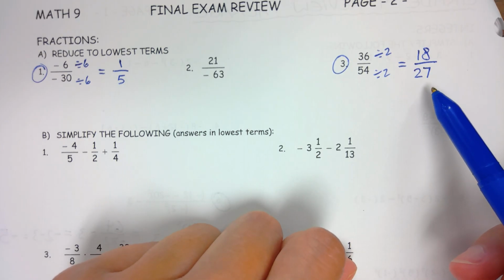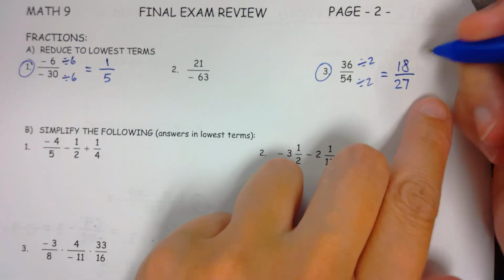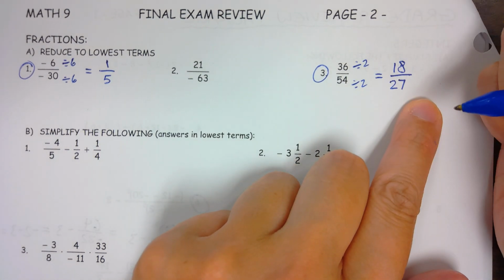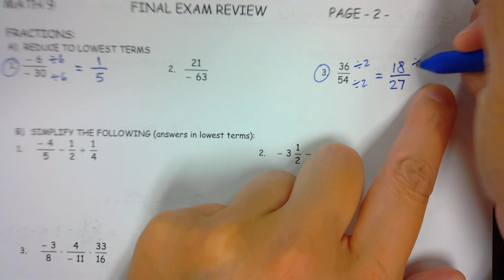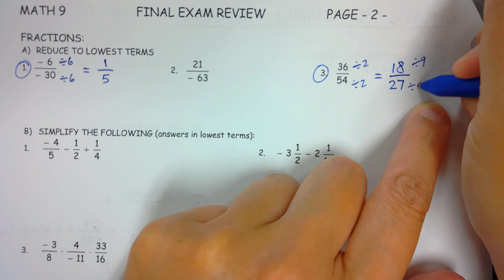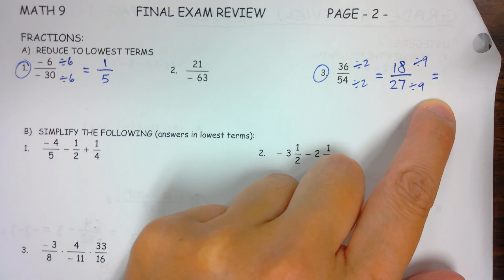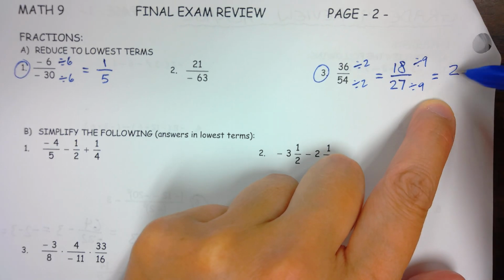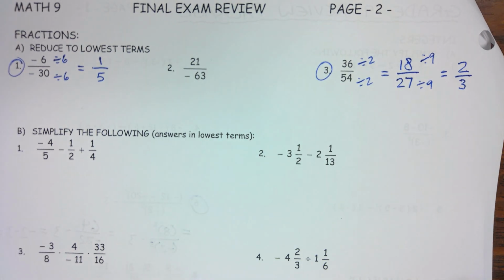No. Why? Luca? It's not the lowest term. What else goes into both 18 and 27? 9. Good. Okay, thank you for raising your hand, Charles. All right, divided by 9. So 18 divided by 9, I get 2. And then 27 divided by 9, I get 3. So now it's in the lowest term.